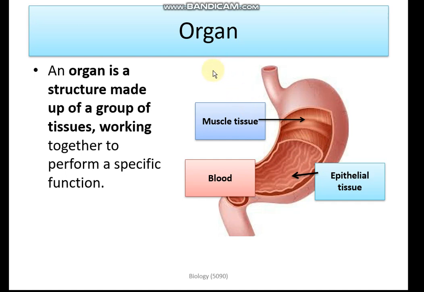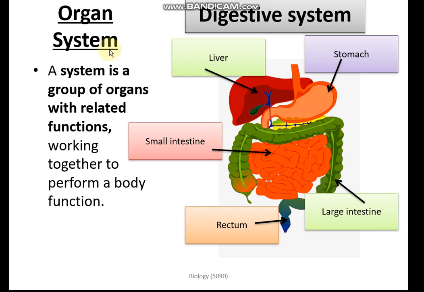Then we have the other definition, that is organ system. It is a system of group of organs with related functions working together to perform a body function. For example, over here is the digestive system, and there are multiple organs in digestive system like liver, stomach, small intestine, rectum, large intestine. All of these organs perform their function, and collectively they are the part of digestive system.